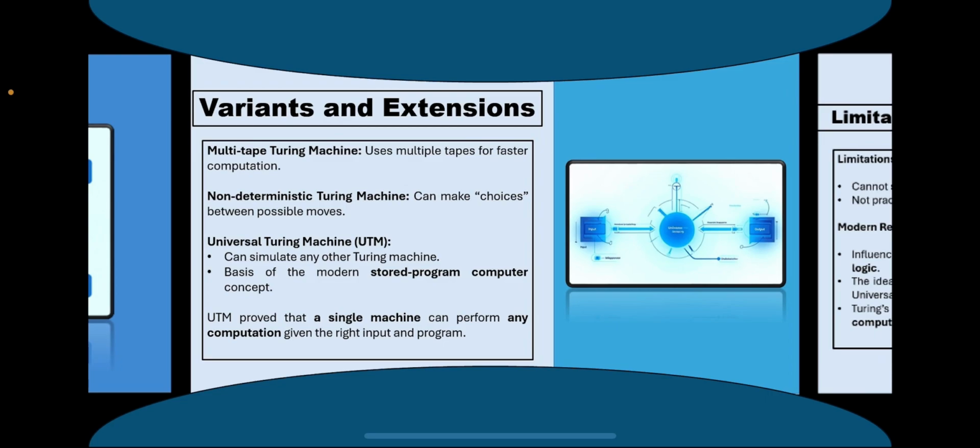like quantum computers. The most important one of them all is the Universal Turing Machine, also known as the UTM. It can simulate any other Turing machine by reading its description from its tape. It is the conceptual basis for modern stored program computers. The UTM proved a single machine can perform any computation given the correct input and program, bridging theory and real world computers.